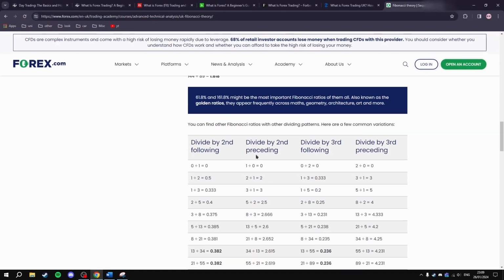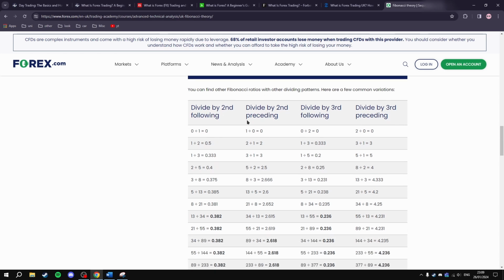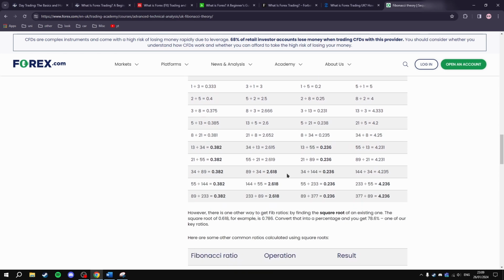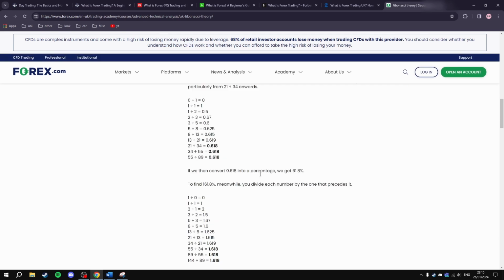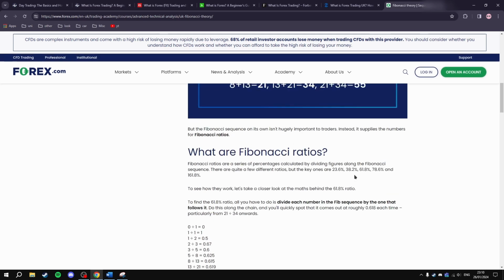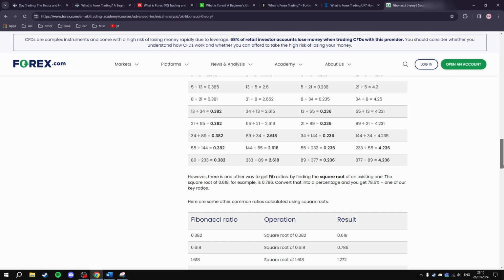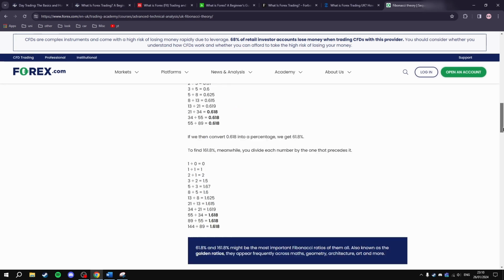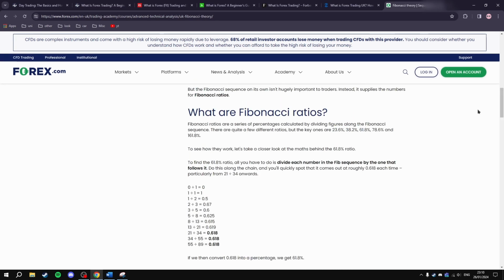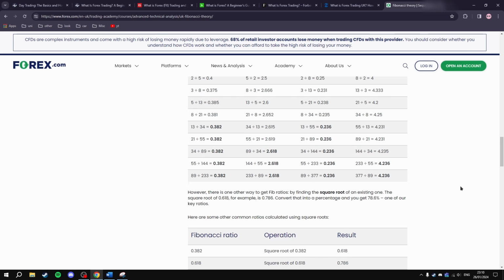You can find other Fibonacci ratios with other dividing patterns. Here are a few common variations. Divide by the second following, divide by the second preceding, divide by the third following, divide by the third preceding. So 38.2%, that's that, and 23.6%, that's that.